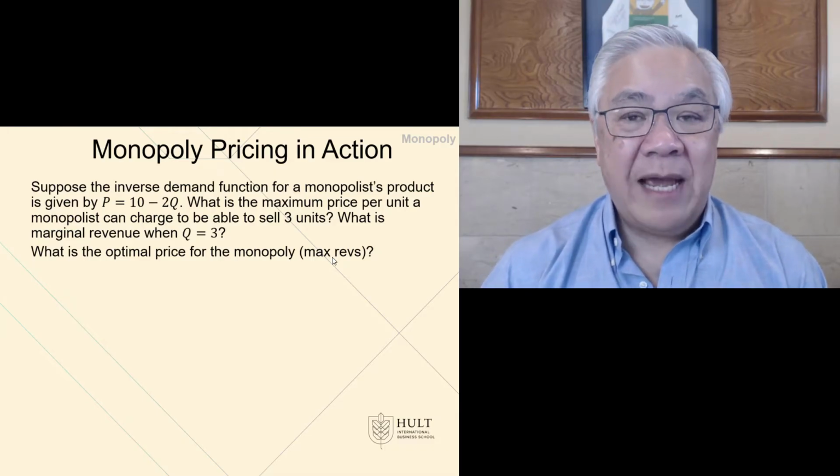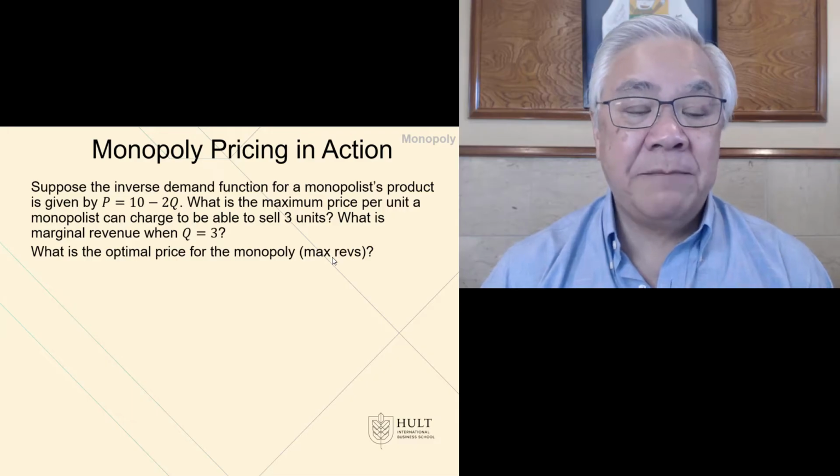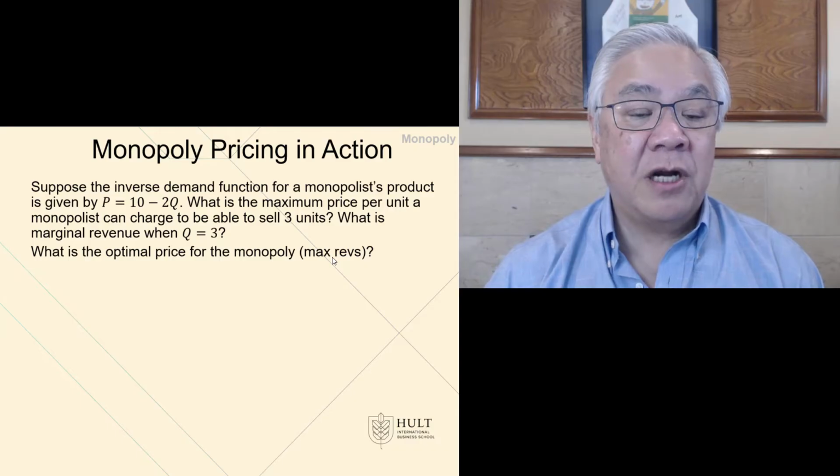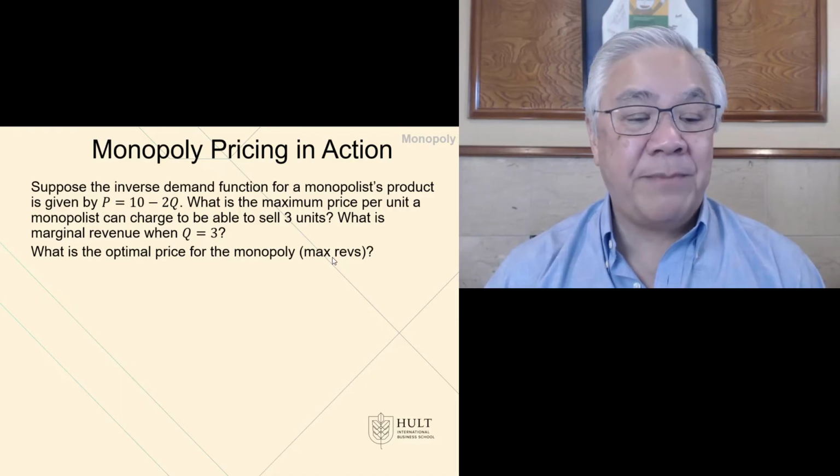Suppose that the inverse demand function is given by P equals 10 minus 2Q. What is the maximum price per unit the monopolist can charge to be able to sell 3 units? And what is the marginal revenue at that point? Finally, what's the optimal price for the monopoly?